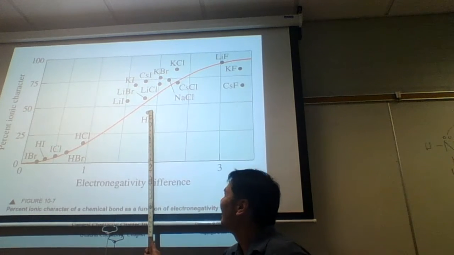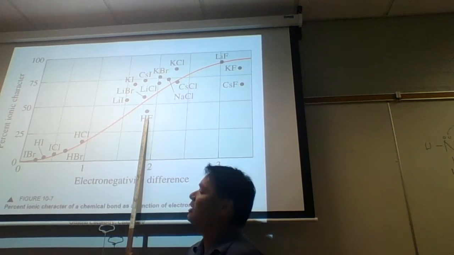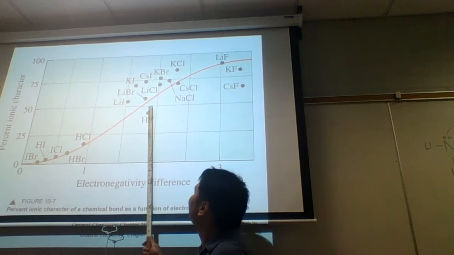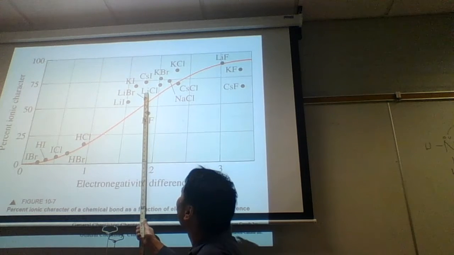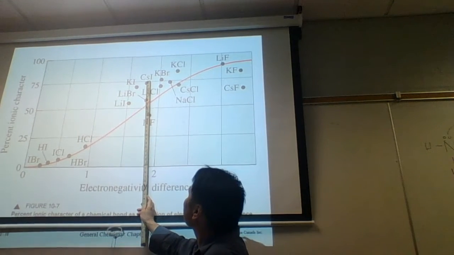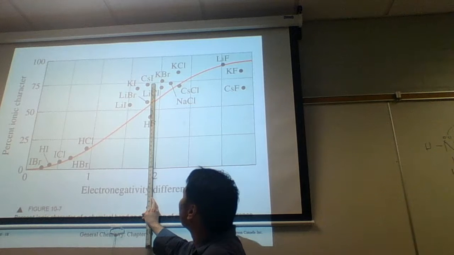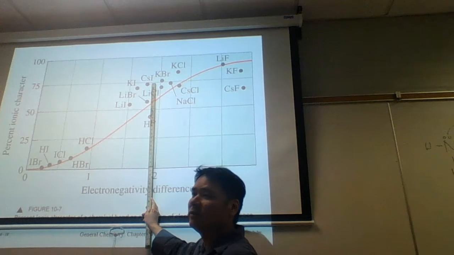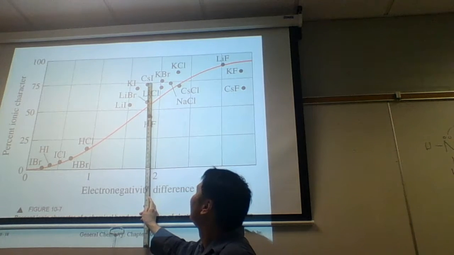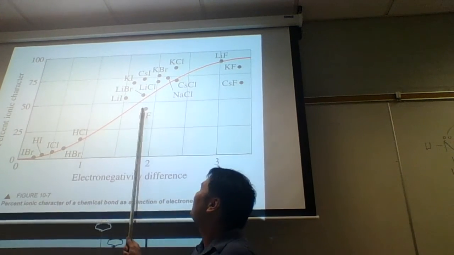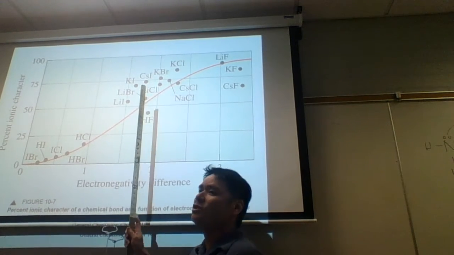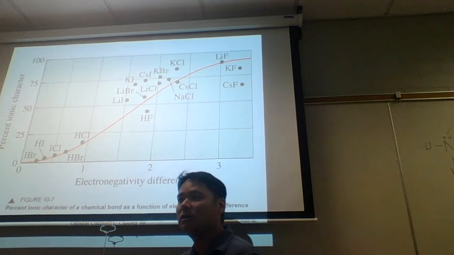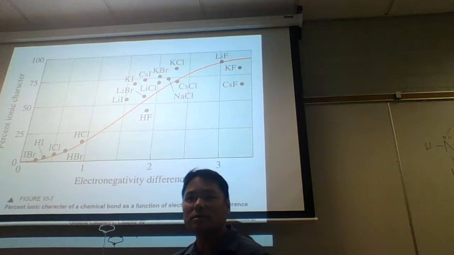Whereas HF, we would call that polar covalent, correct? Polar covalent. But let's go to something like lithium or cesium iodide. If we look at cesium iodide, does it have a greater or smaller difference in electronegativity? Smaller. And therefore, if HF is polar covalent, then cesium iodide should be even less polar because it has an even smaller electronegativity difference. Is that correct?